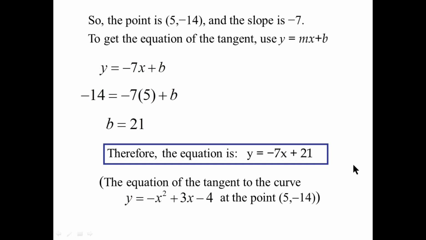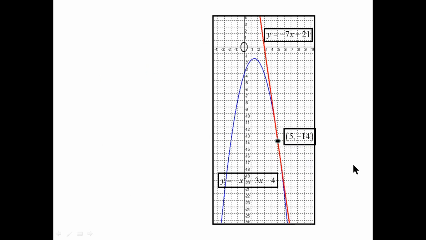I put them all on a graph so that we could see what we just did. Here's the curve, which I labeled y equals negative x squared plus 3x minus 4, the blue line. There's the point, 5 minus 14. And we found, using calculus, the equation of this tangent line. It's the red line. And there it is, y equals negative 7x plus 21. And we could sense that as this goes way up there, it has a y-intercept of 21.